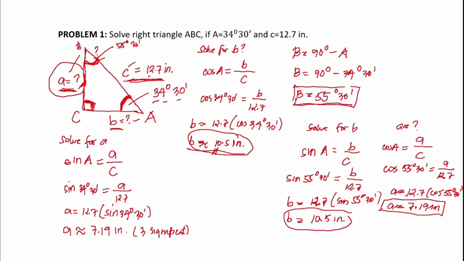So since we could make use of this alternative, but take note, as much as possible we have to make use of the given information, so that the accuracy of our answer would possibly have the same answer. Okay, that's for problem number 1.